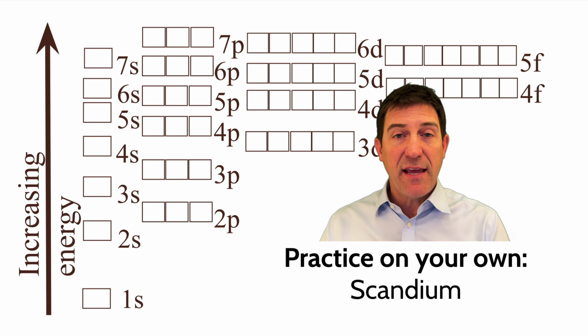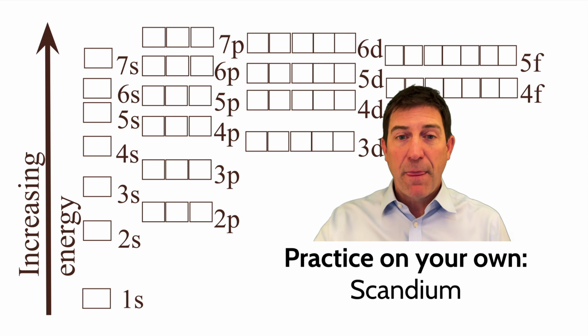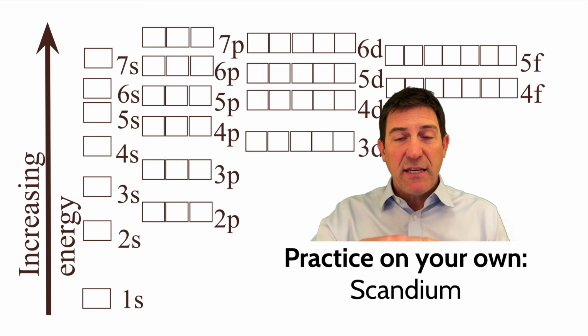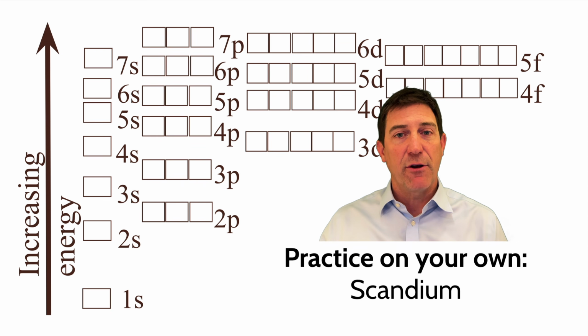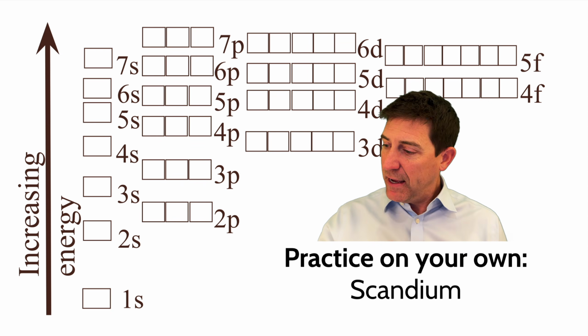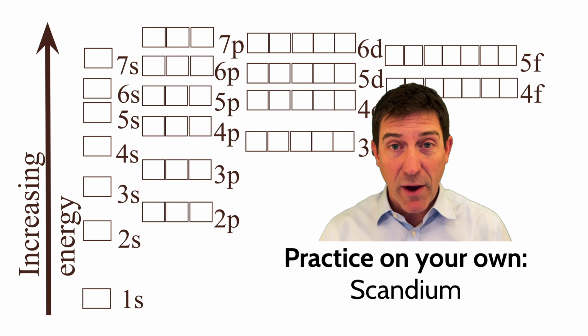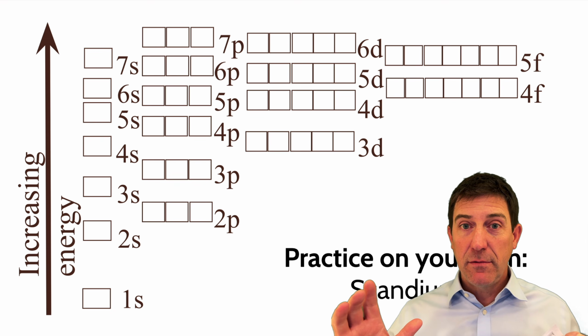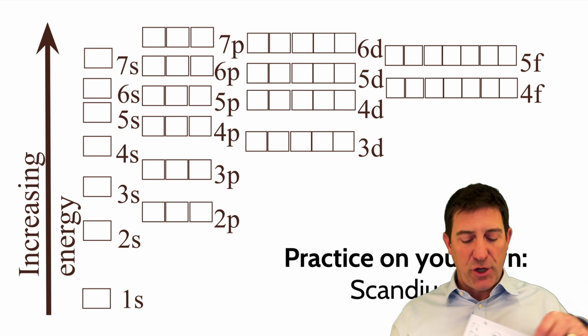So I've got scandium up there as an example. And what I would like you to do is pause the video, draw this out, and see if you can write out the orbital diagram and the electron configuration for scandium. And then come back here and we'll go through it together. But pause the video and try it on your own. That's really the only way to learn. Did you pause the video? Hopefully you did and you tried it on your own. But now I'm going to walk you through it so you can check your answer.